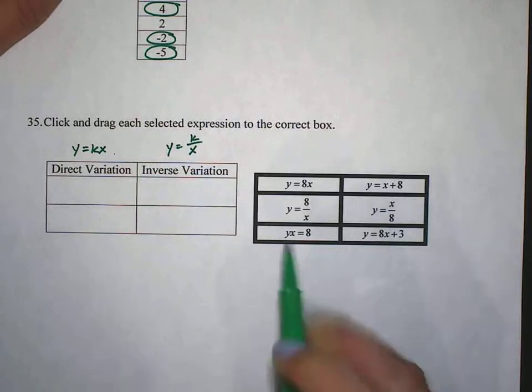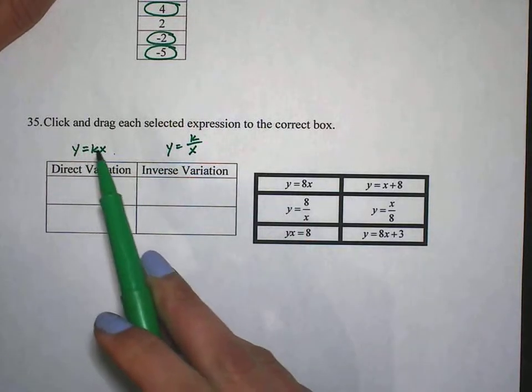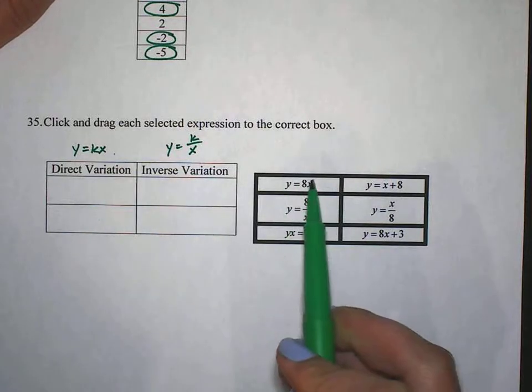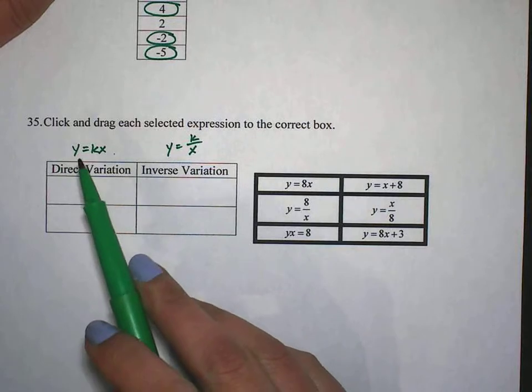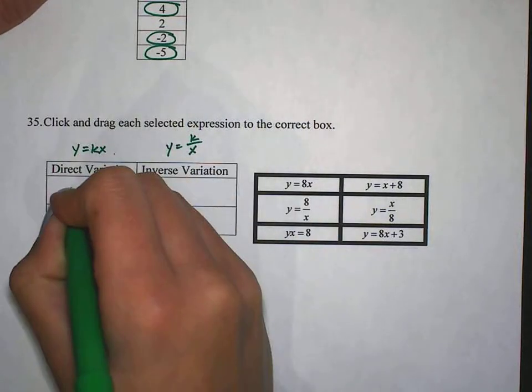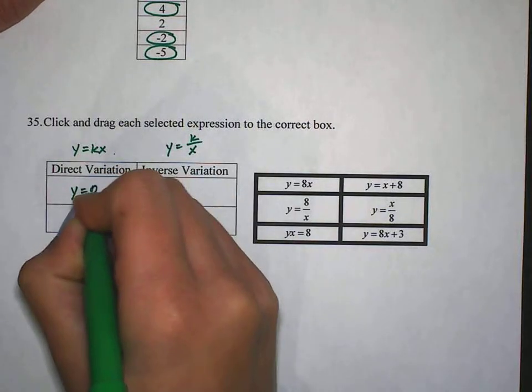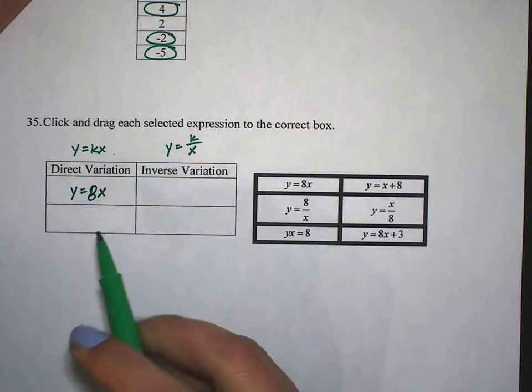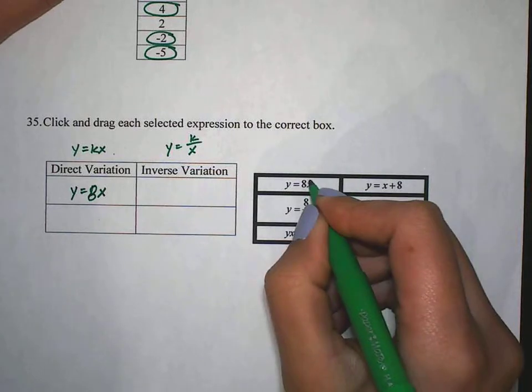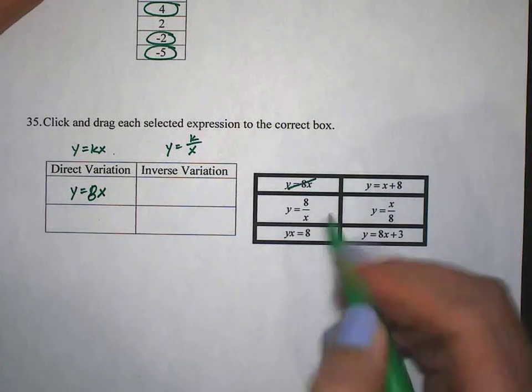So when we look at this, remember k is just a constant, so I definitely see this one. Y equals 8 times x. So 8 is that k. So I'm going to go ahead and write that in here. Oops, 8 times x. Alright, so I'm going to just cross that out, making sure that I understand that I've already used that.